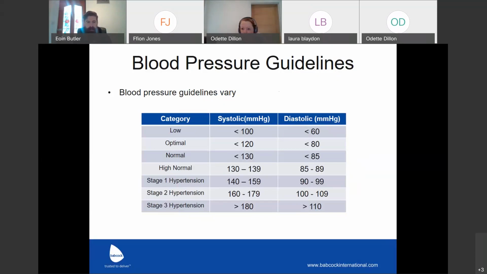Stage 1 hypertension will be 140 to 159 over 90 to 99. Stage 2 hypertension, 160 to 179 over 100 to 109. And then stage 3 hypertension is anything above 180 over 110.